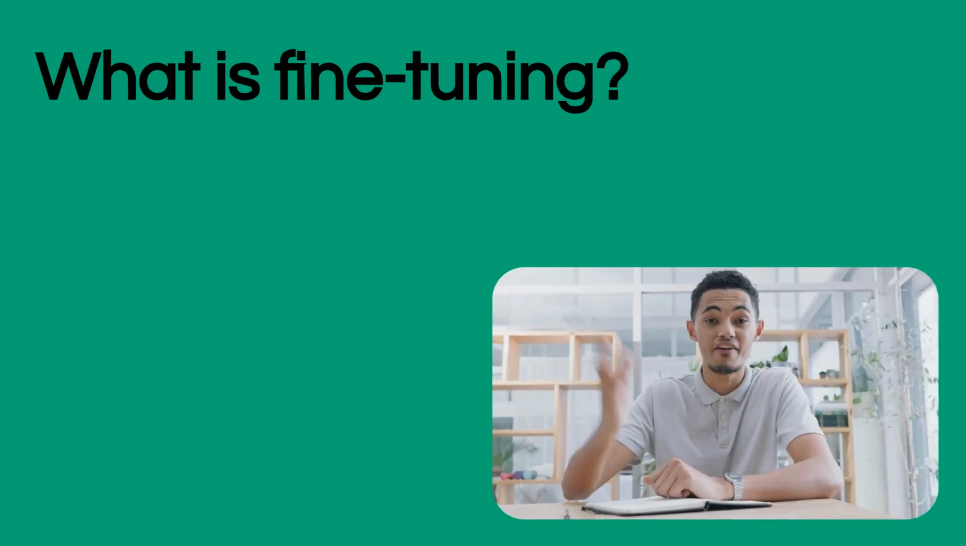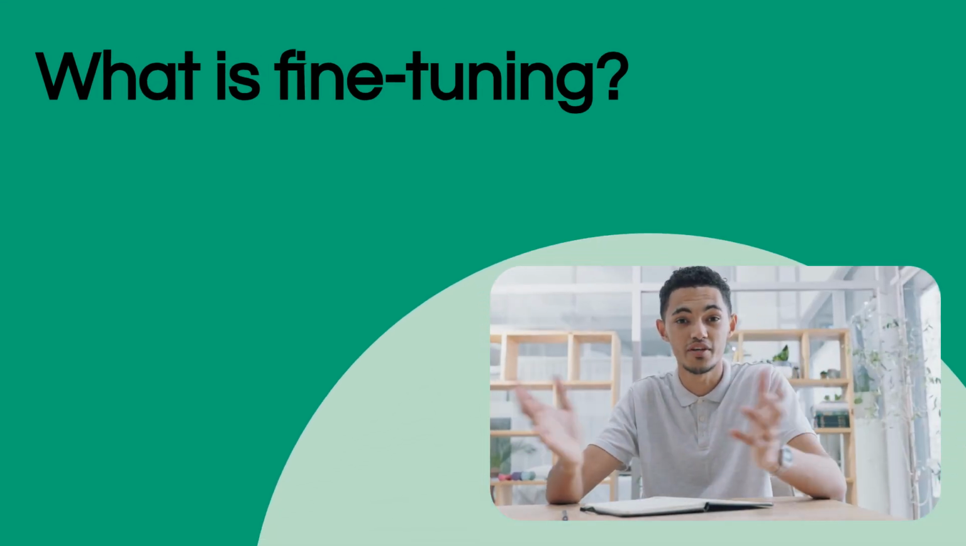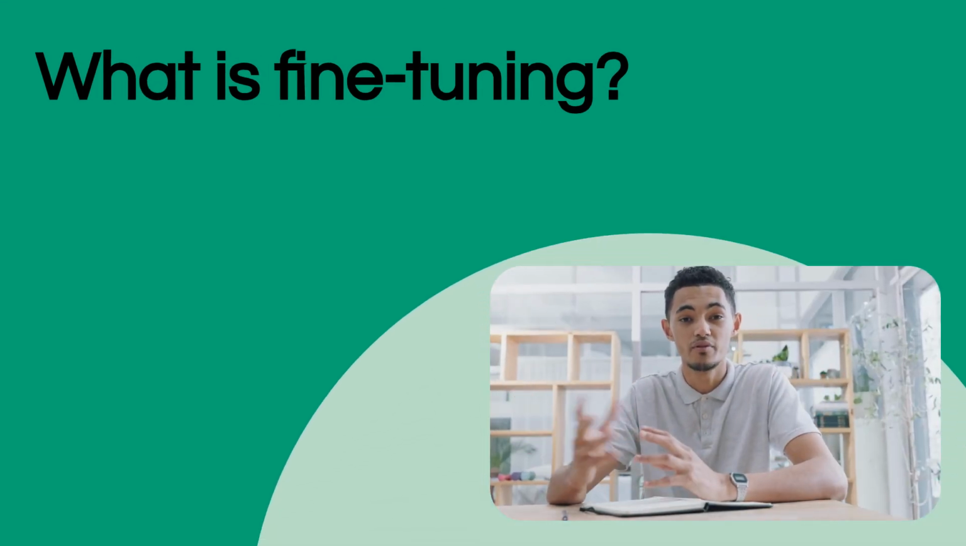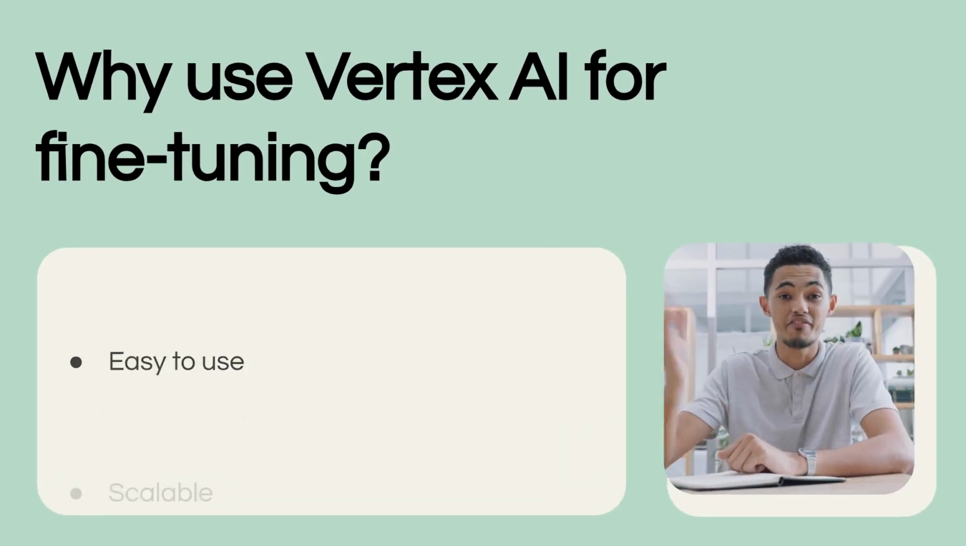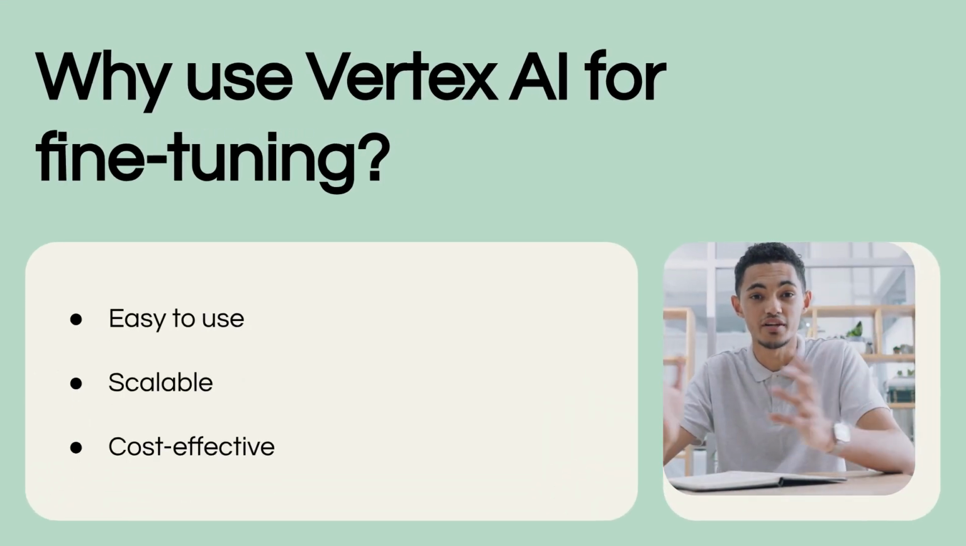Fine-tuning is a powerful technique that can improve the performance of your machine learning models on specific tasks or datasets. Fine-tuning involves taking a pre-trained model and adjusting its parameters to a new dataset or task. Vertex AI provides a simple and efficient way to fine-tune your models.